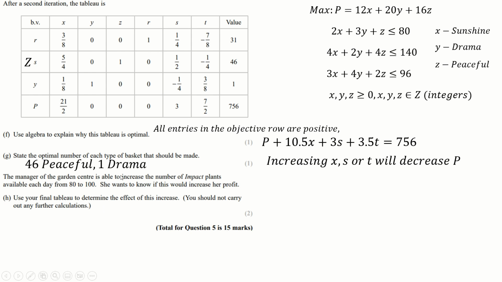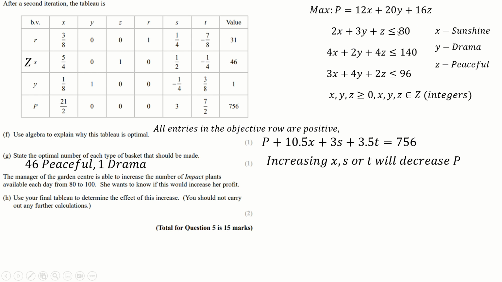The manager of the garden center is able to increase the number of impact plants from 80 to 100. So, hang on. Impact plants is this expression, isn't it? We wanted to keep the impact plants less than 80, if you read the previous part. So this was the expression that we added R to make it equal to 80. R was the first slack, so it must have been given to this one. So this has a plus R equals 80.